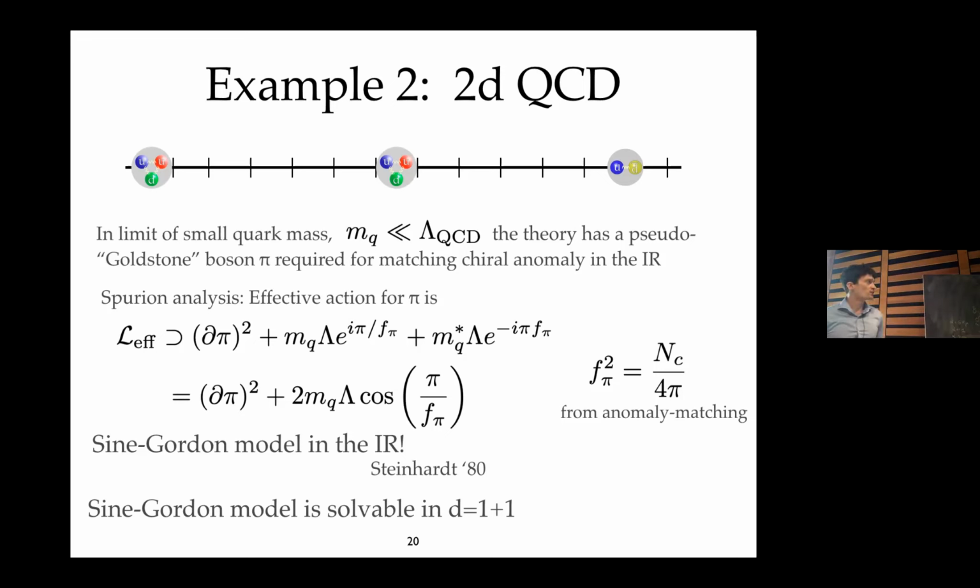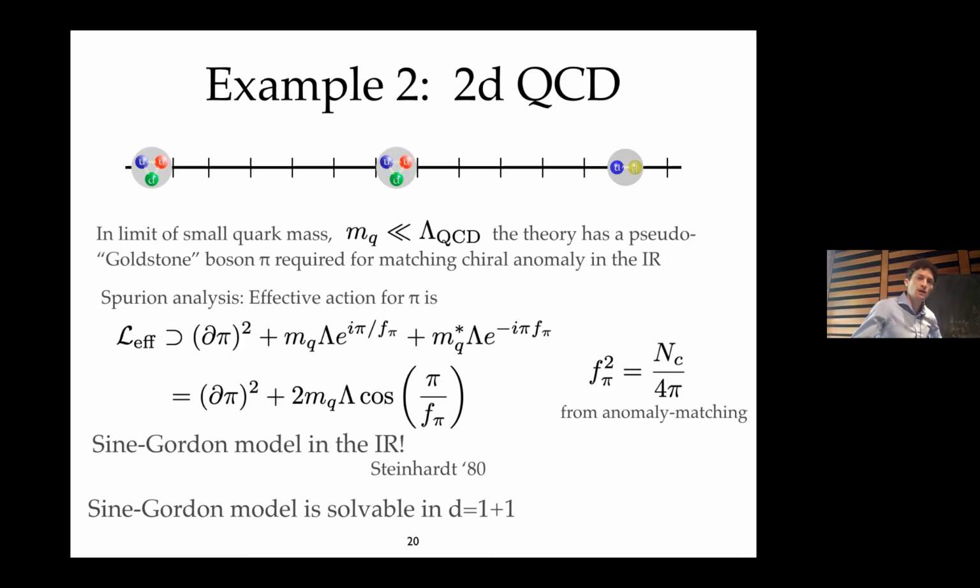But so we actually know, as a result, quite a lot about what the theory in the infrared should be. All right, it's the sine-Gordon model. We know what the decay constant is in terms of the number of colors. And one nice thing about this is the sine-Gordon model in 2 dimensions is exactly solvable. So this allows us to compare predictions of the sine-Gordon model to what we get from truncation.